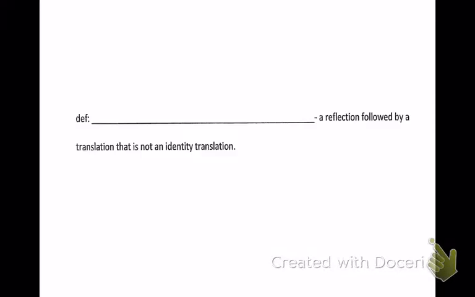Definition. Glide reflection is a reflection followed by a translation that is not the identity translation. The identity translation wouldn't move the figure at all. It'd stay in the same place.